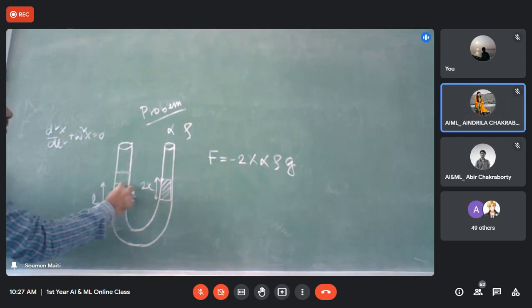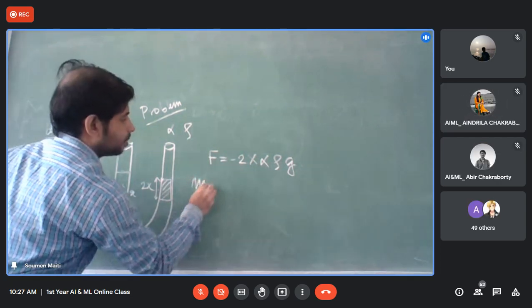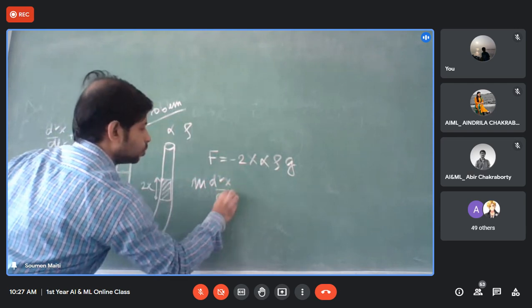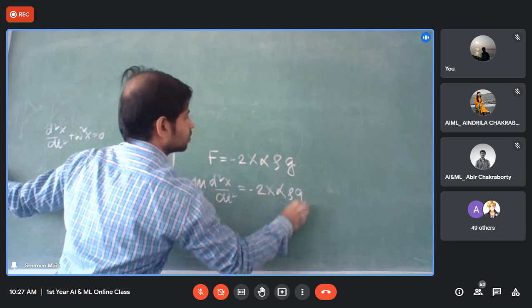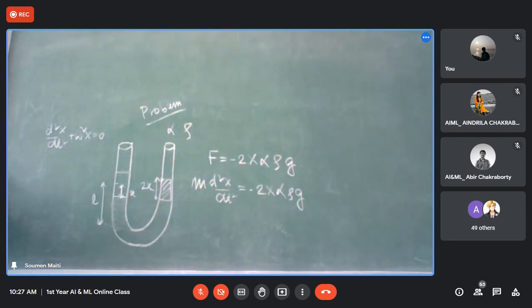Yes, so this is displaced by x amount. Can I write this one? m d²x/dt² is equal to minus 2x alpha rho g. Yes or no? Yes, sir.